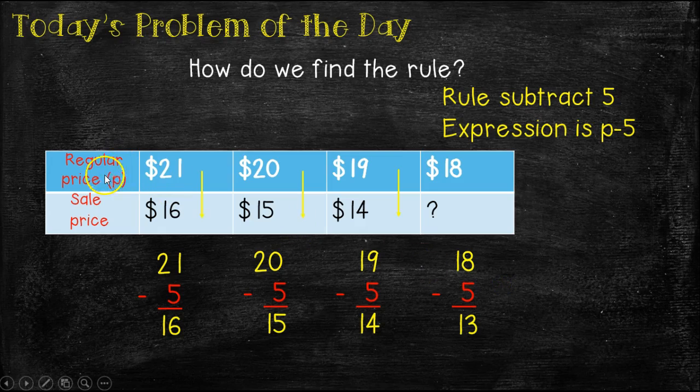So our expression would be P, which is the regular price, minus 5. So 21 minus 5 would be the expression, or 20 minus 5, depending on which one you're writing the expression for. But our rule is the same all the way through. We know we're going to subtract 5 every single time from the regular price.